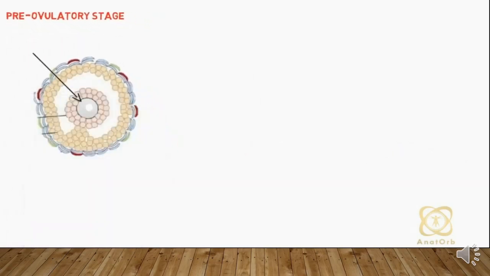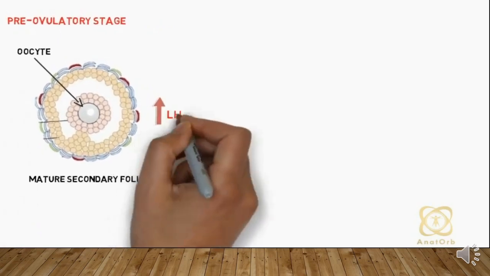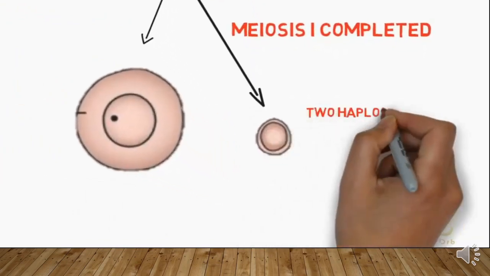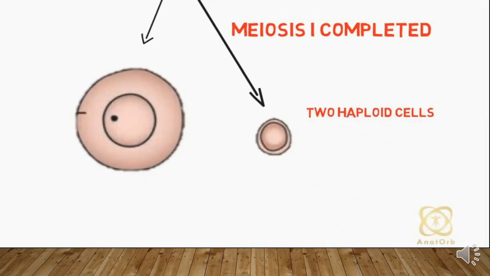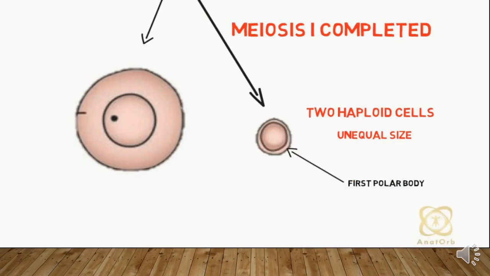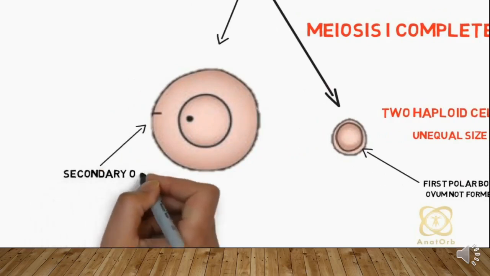When the secondary follicle is mature, a surge in luteinizing hormone induces completion of meiosis 1. 2 haploid cells are formed within the follicle, but they are unequal in size. One of the daughter cells receives far less cytoplasm than the other and forms the first polar body, which will not go ahead to form an ovum. The other haploid cell is known as a secondary oocyte.